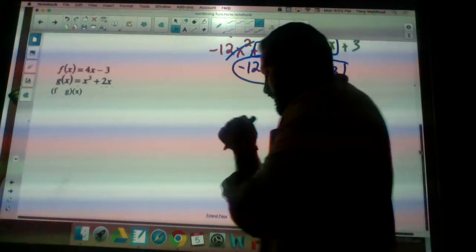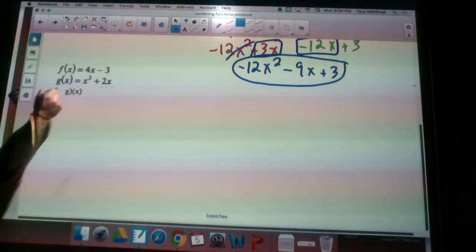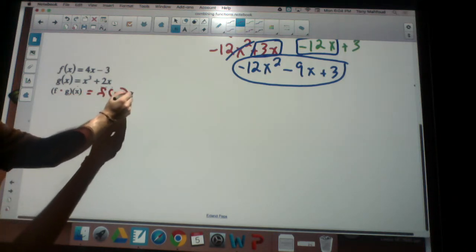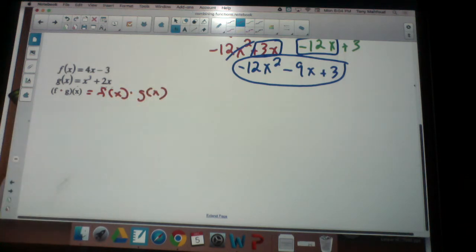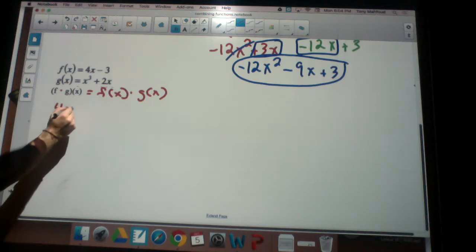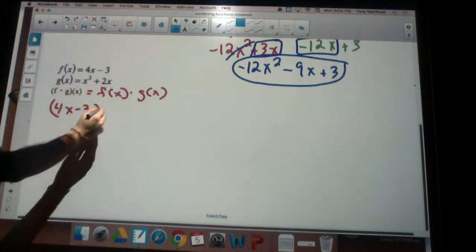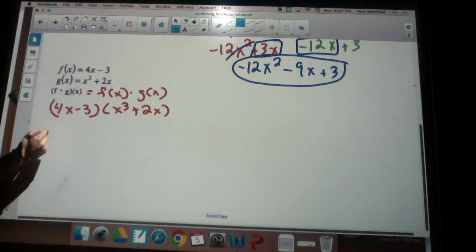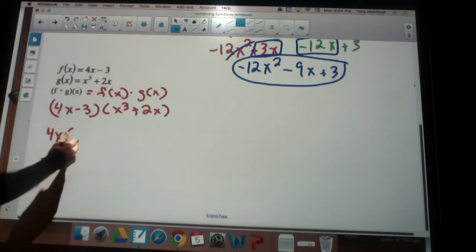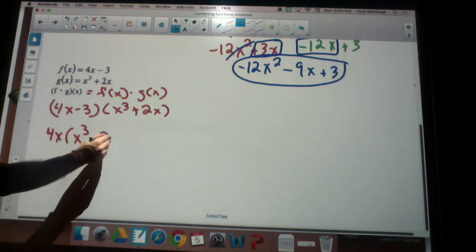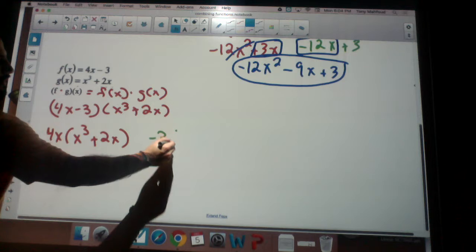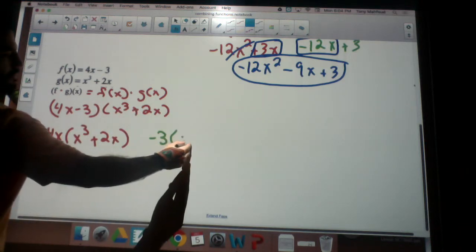Alright, the next one we're going to be looking at, again, don't forget to put this times over here, is 4x minus 3, which is f of x, and g of x equals x cubed plus 2x. So again, this is f of x times g of x. So I'm going to take my f of x, which is 4x minus 3, and I'm going to multiply it by g of x, which is x cubed plus 2x. So I'm going to take my first term, 4x, I'm going to multiply it by my second parentheses, which is x cubed plus 2x. I'm going to take my negative 3, and I'm going to multiply it by x cubed plus 2x.